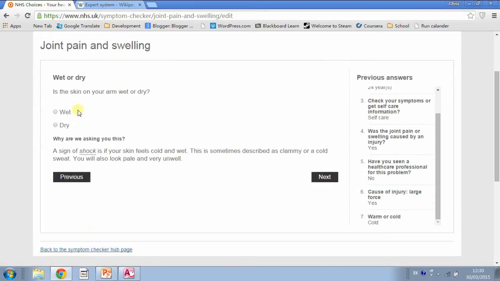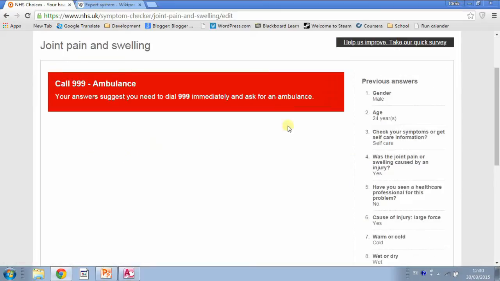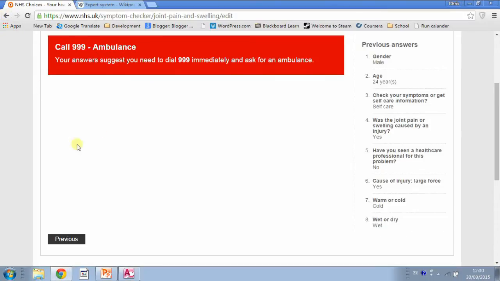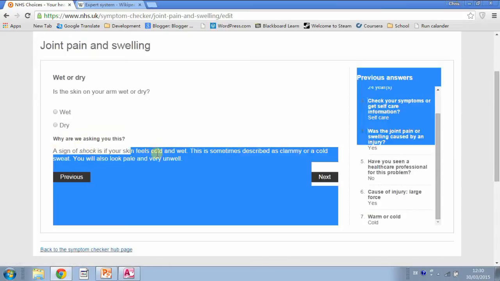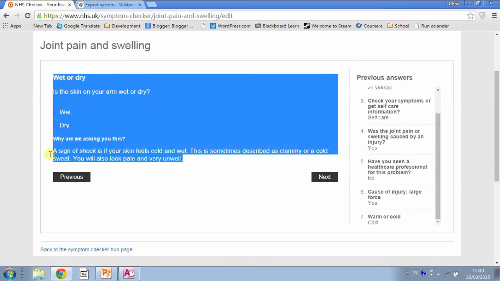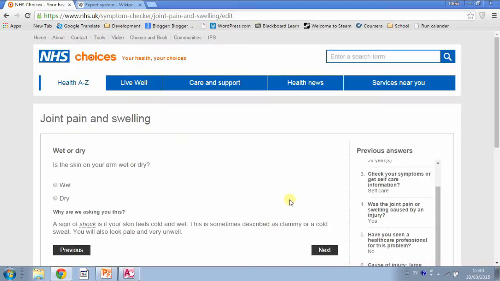Is your skin wet or dry? It feels wet. Okay, and then it's saying that whatever I put in there has shown that I have to call an ambulance immediately. So again, it's not told me what my problem is, but it does suggest on the previous page that it's something to do with shock. So if I've got shock, I have to go to the hospital right away.